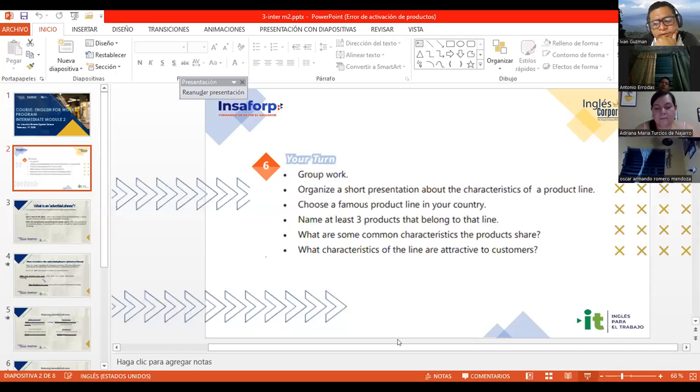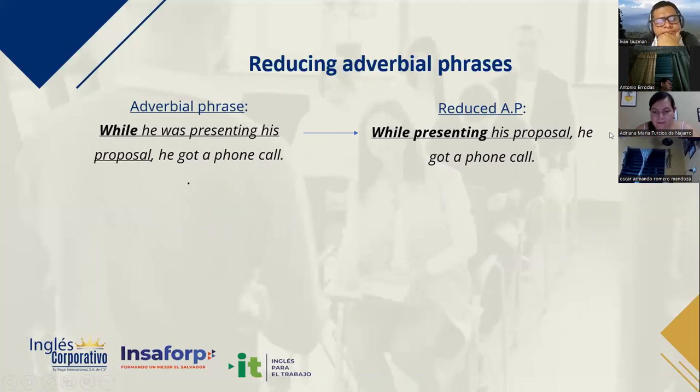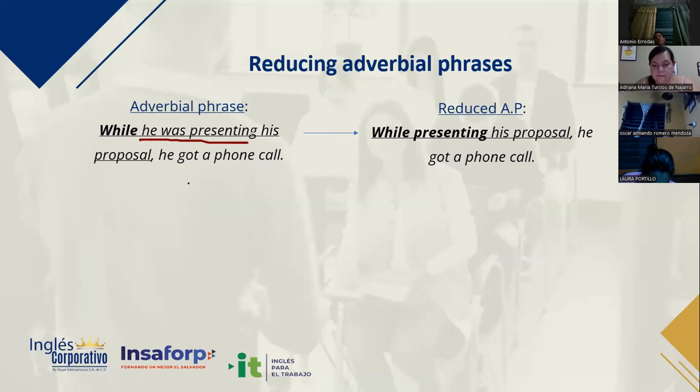Look. Over here, "he was presenting." Basically, we eliminate all of this, and then we just write "presenting" here. So what you eliminate is the person and the verb to be, in this case.